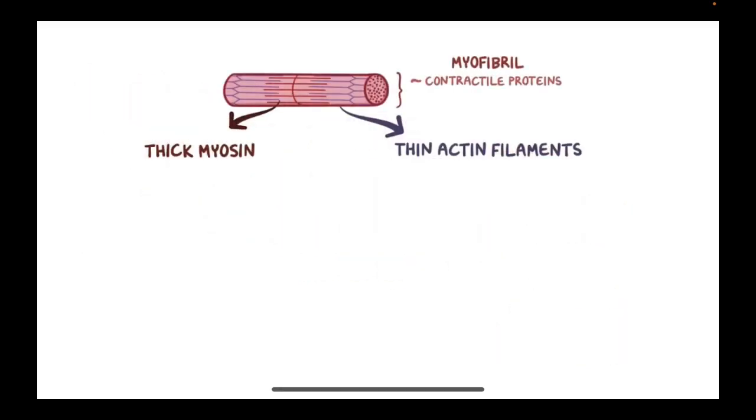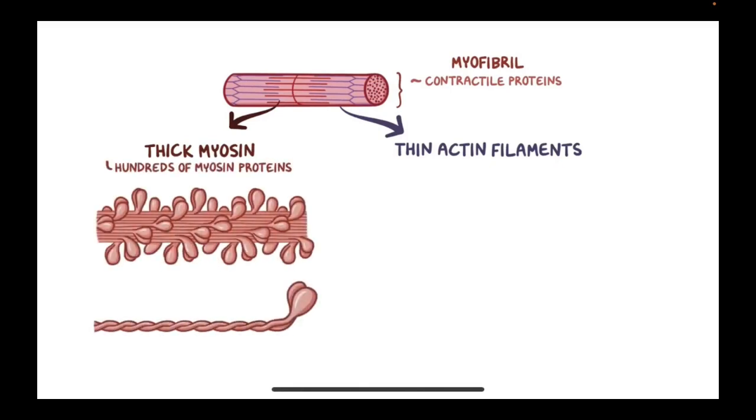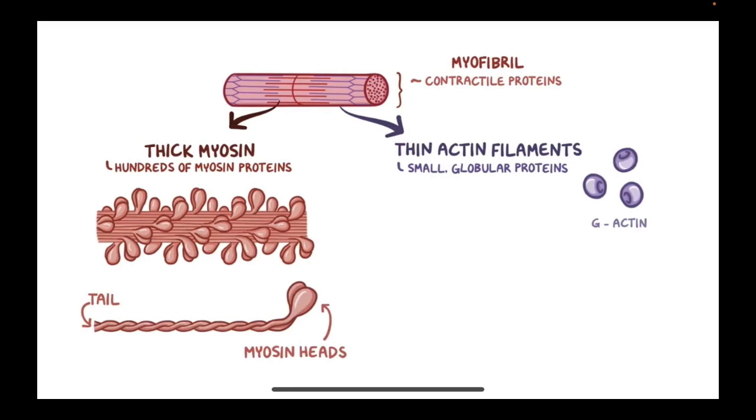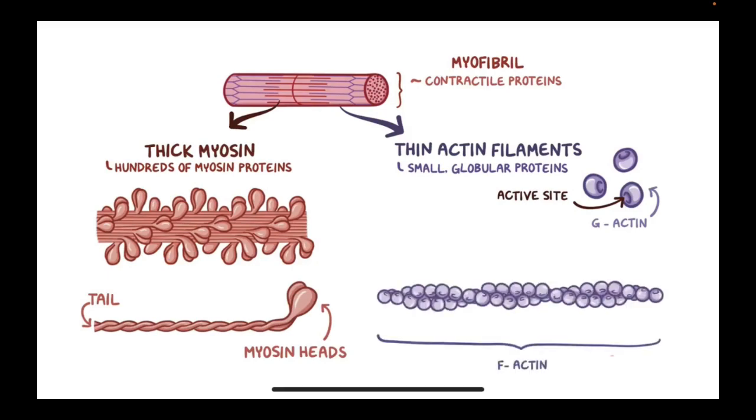Speaking about these proteins, we've got the thick myosin and thin actin. Starting with the thick myosin, it has two parts: the head and the tail. The thin actin, on the other hand, is made up of smaller globular proteins called G-actin, which has active sites, and these are the sites where myosin binds during muscle contraction. These G-actins together form what's called an F-actin, which appears to be a collection of G-actins that are twisted.